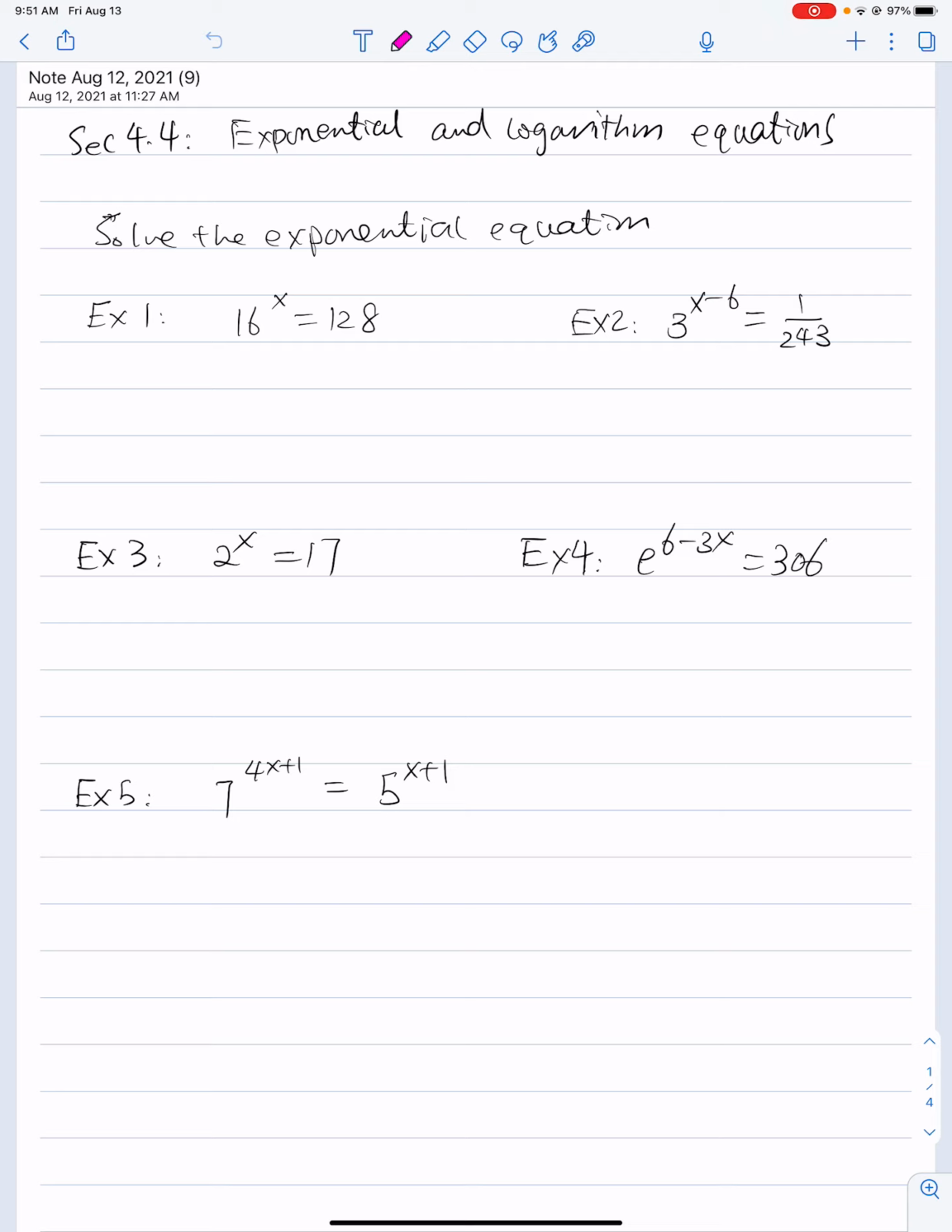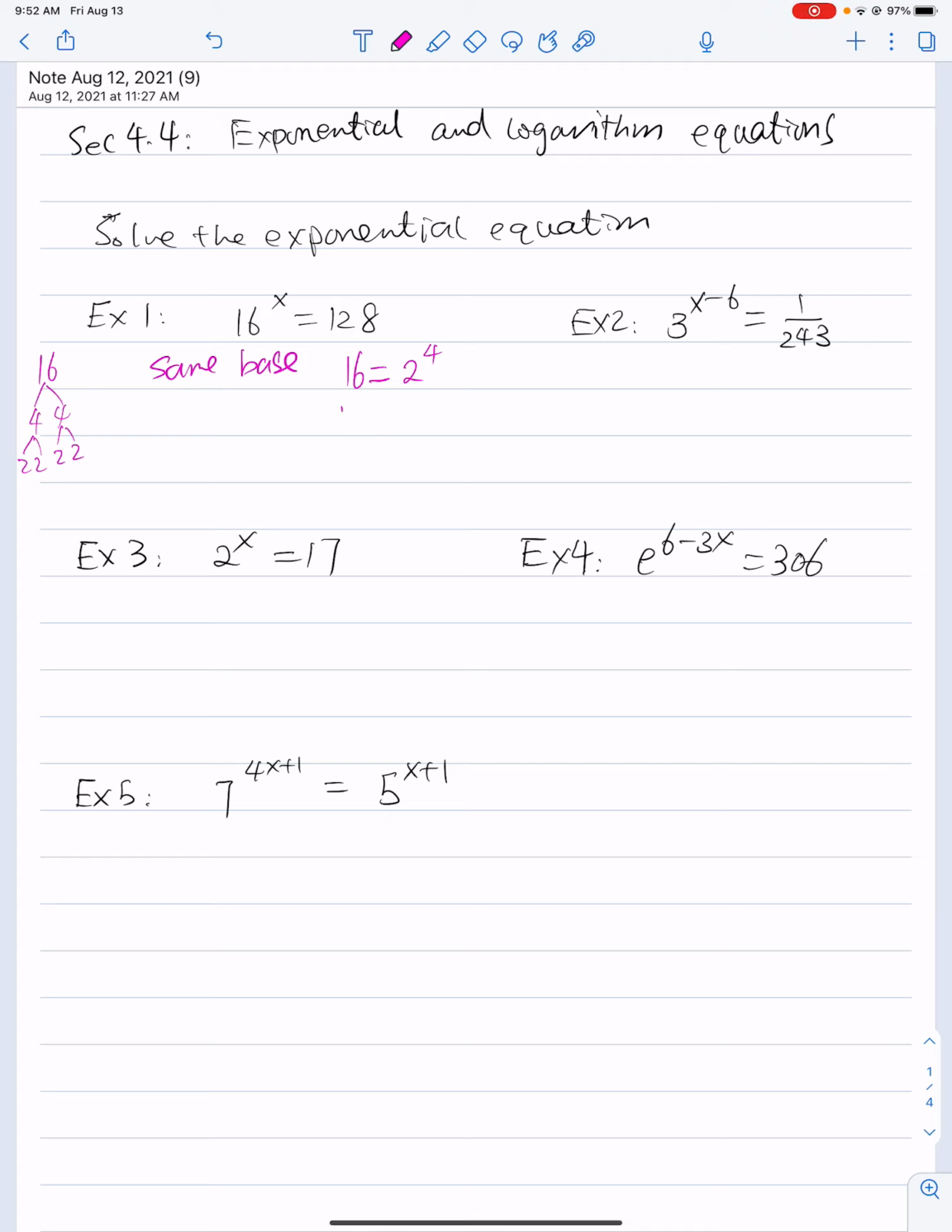If you can find the same base, that would be awesome. So 16 is what? Could we factor 16? It's 2 to the 4th. If you do not know how to do this, 16 is equal to 4 times 4, and 4 is 2 times 2. So how many 2's do you multiply? 2 to the 4.